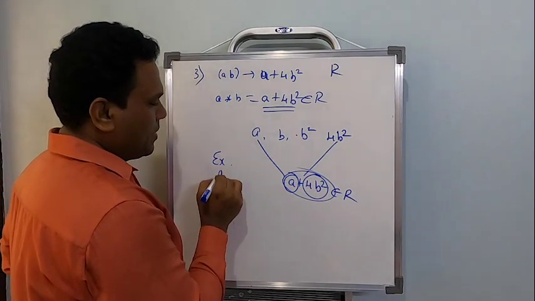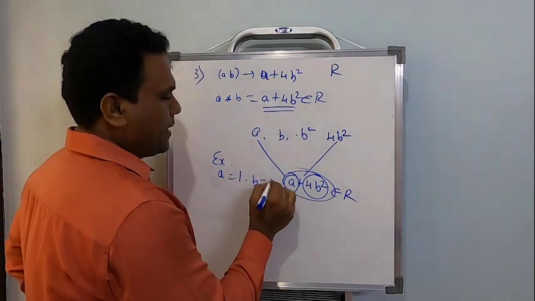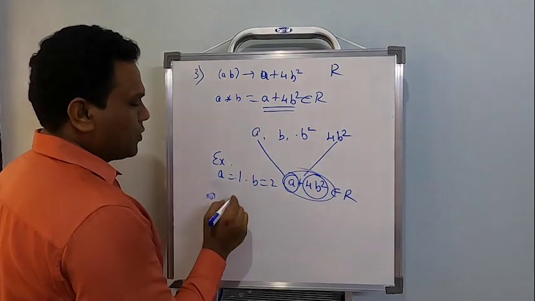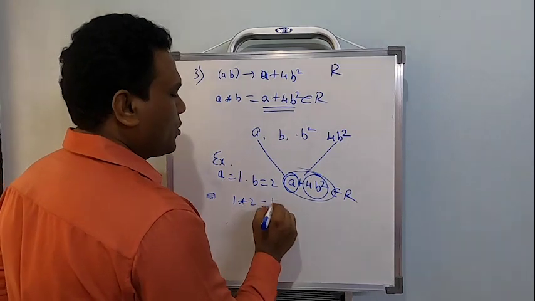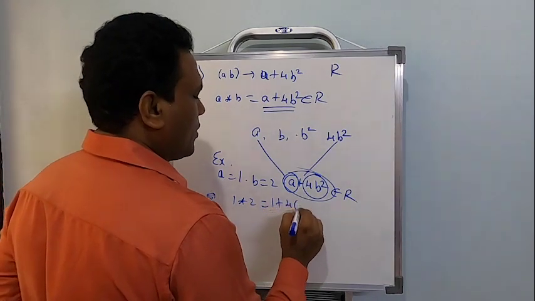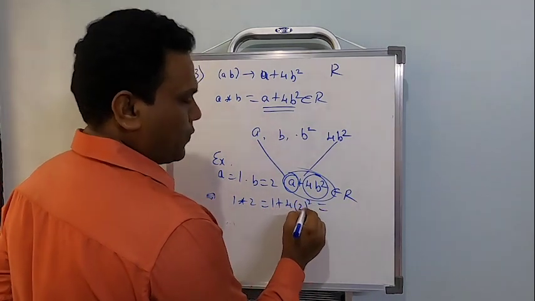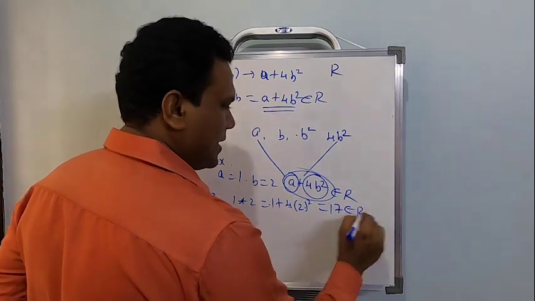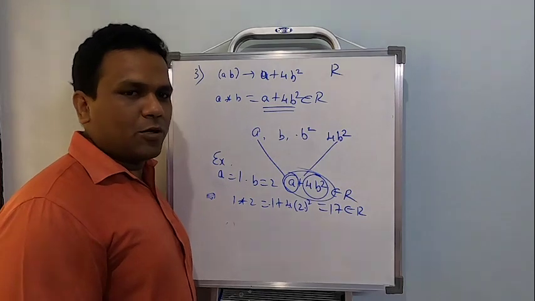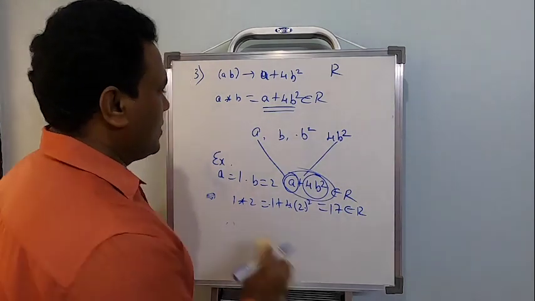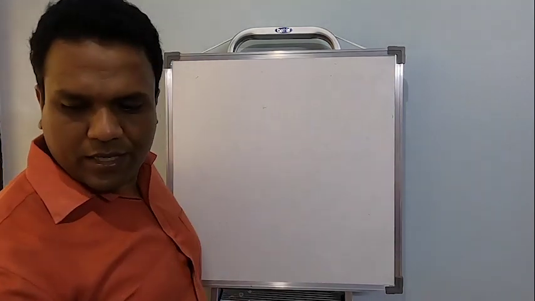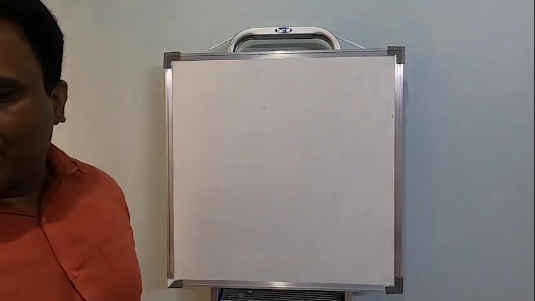Give an example by putting a equal to 1 and b equal to 2. What happens then? 1 star 2 equals 1 plus 4 into 2 square. So 4 multiplied by 4, 16. 16 plus 1, 17, is still a real number. One example to understand the concept. So done with example number 3. So let's go to example number 4.